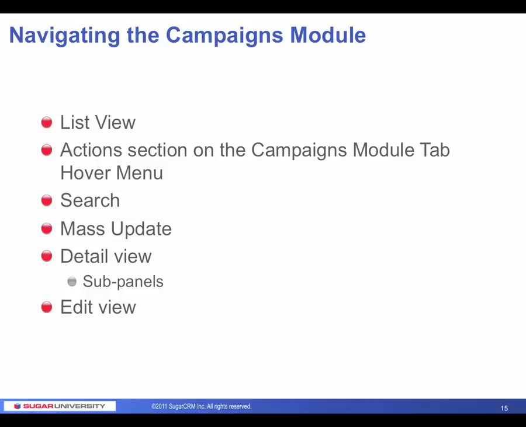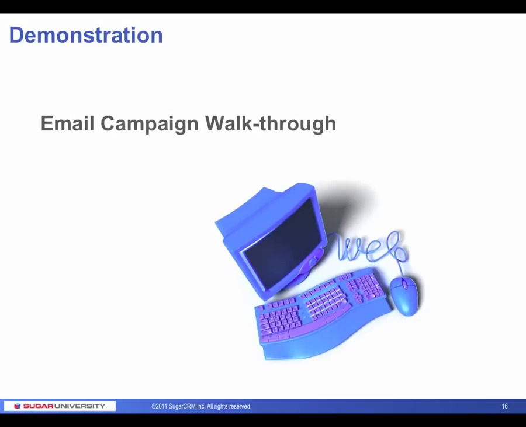There's a detail view, and this is where you can get to the other components of campaigns like tracker URLs and the marketing record. And there's the edit view, and this is where you create and update the campaign record. Now let's take a look at email campaigns in Sugar.